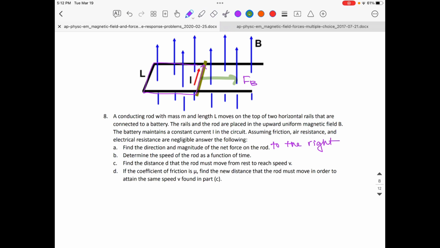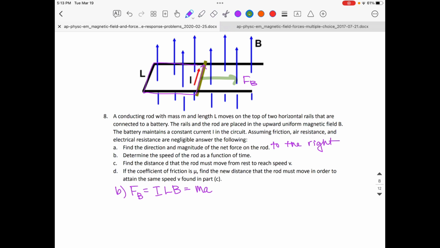Determine the speed of the rod as a function of time. In this scenario, we want to find an equation that uses acceleration, because acceleration can be represented as a function of time. So we've got the magnetic force. I'm going to do B down here. That is equal to, given the variables, ILB, and we know that force is equal to MA.